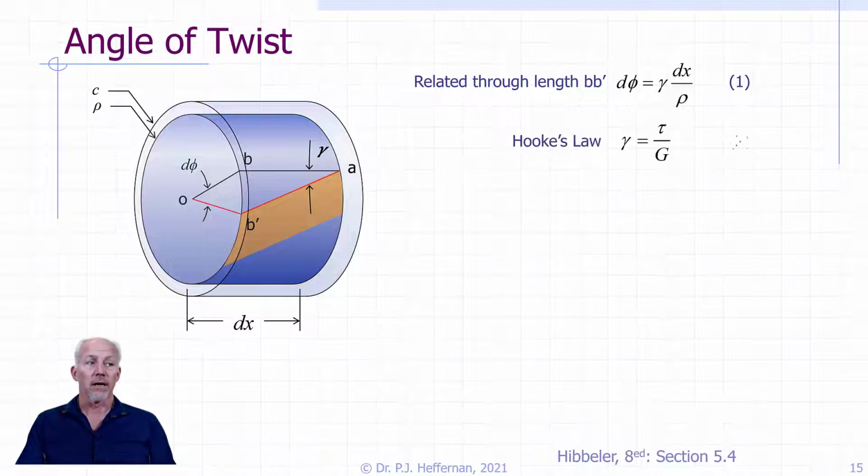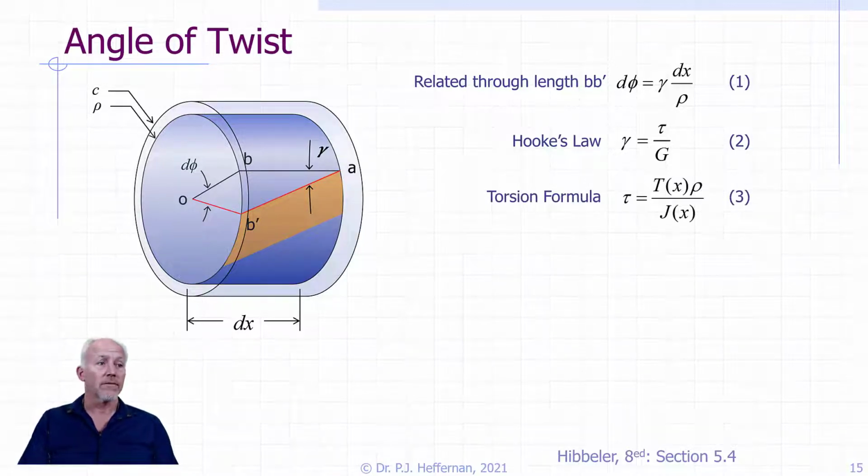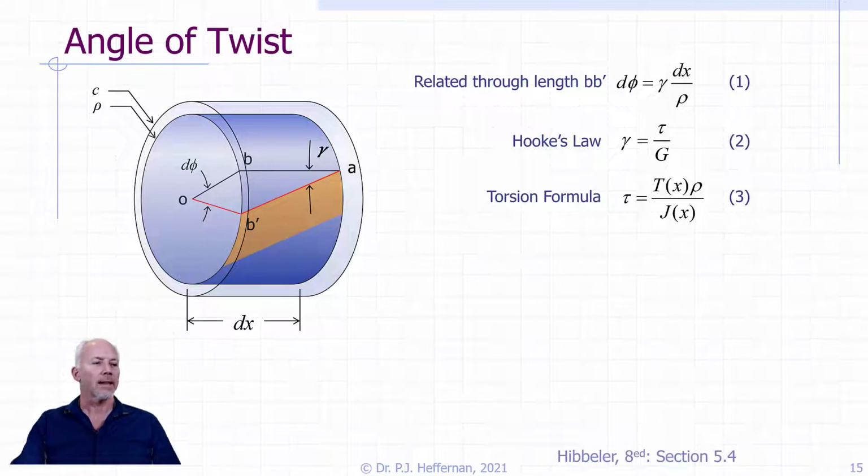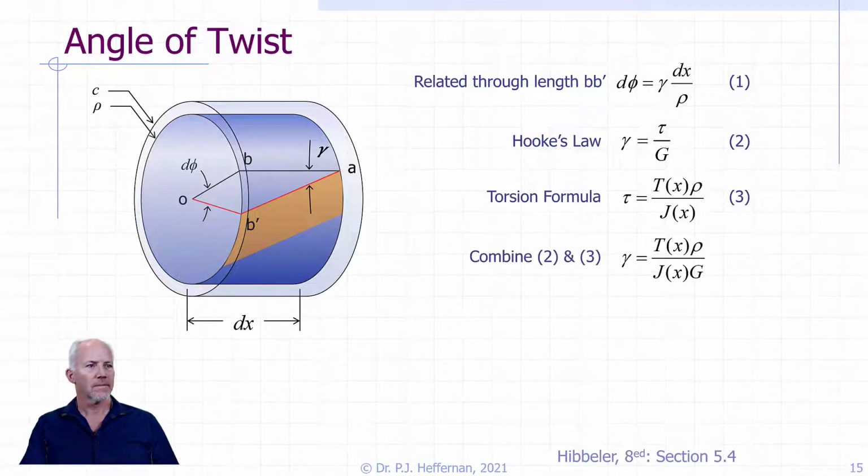We also know Hooke's law, so shear strain is equal to shear stress divided by the shear modulus. And we have the torsion formula that we previously derived. Now in this case I've just expressed torque and polar moment of inertia as functions of x. And that's tau is equal to T rho over J. So we're going to combine 2 and 3 together. So we're substituting in 3 for the torque in 2, and we end up with T rho over JG.